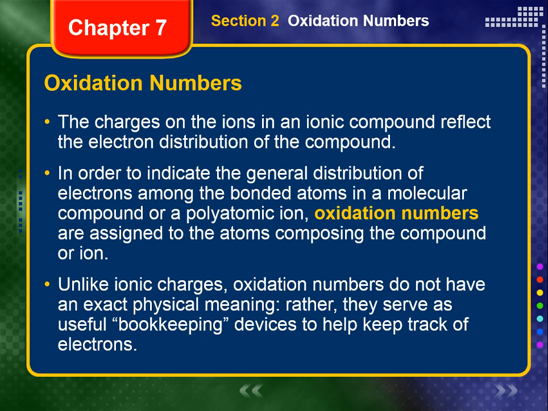Unlike ionic charges, oxidation numbers do not have an exact physical meaning. In fact, in some cases, they are quite arbitrary. However, oxidation numbers are useful in naming compounds, in writing formulas, and in balancing chemical equations. And as will be discussed in Chapter 19 of this textbook, they are helpful in studying certain types of chemical reactions.